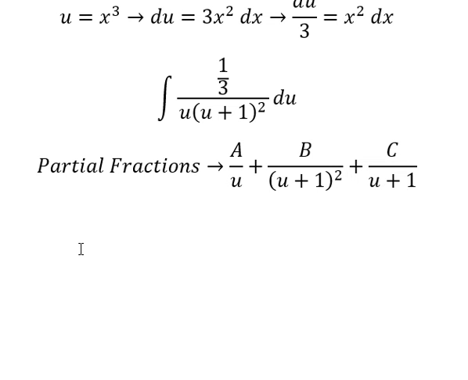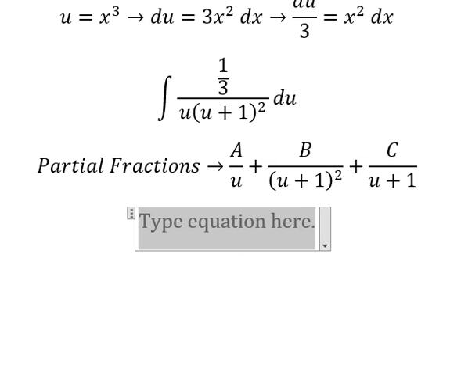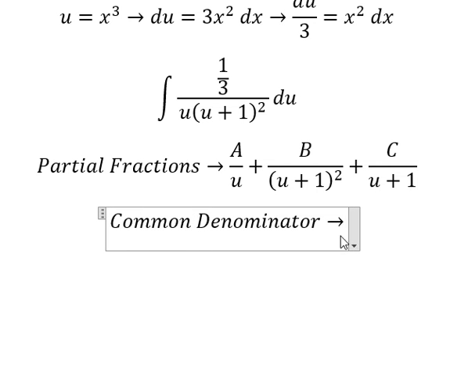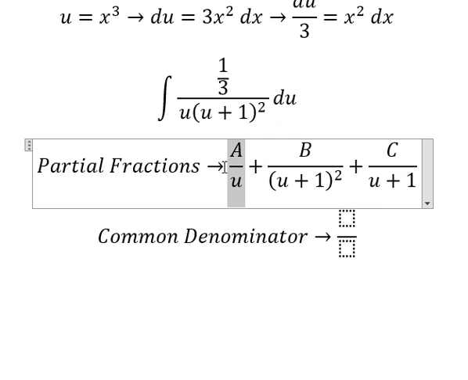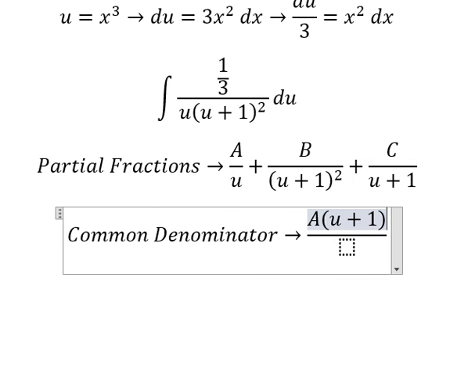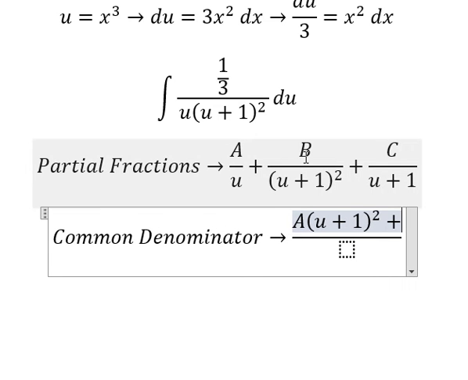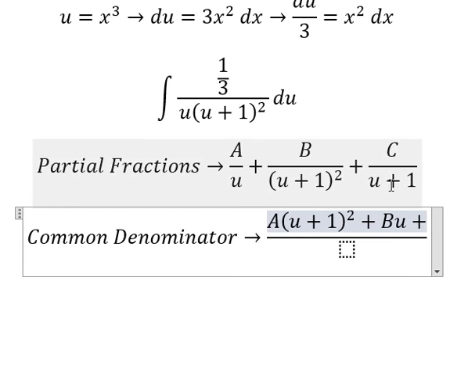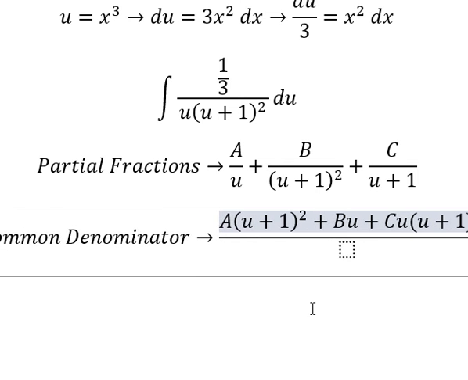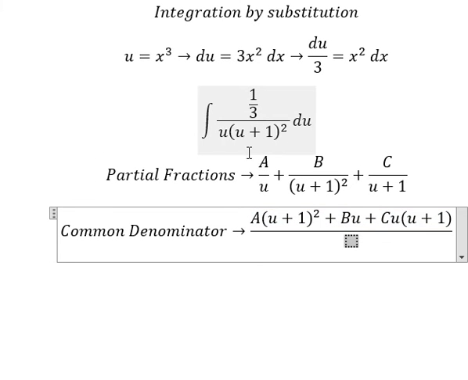Now we do the common denominator. For this one, it is missing u plus 1 to the power of 2. So capital A is multiplied by u plus 1 to the power of 2. Capital B is missing u, so we need to have Bu. Capital C is missing u plus 1 and u, so we need to multiply like this. And this one, you get this one.